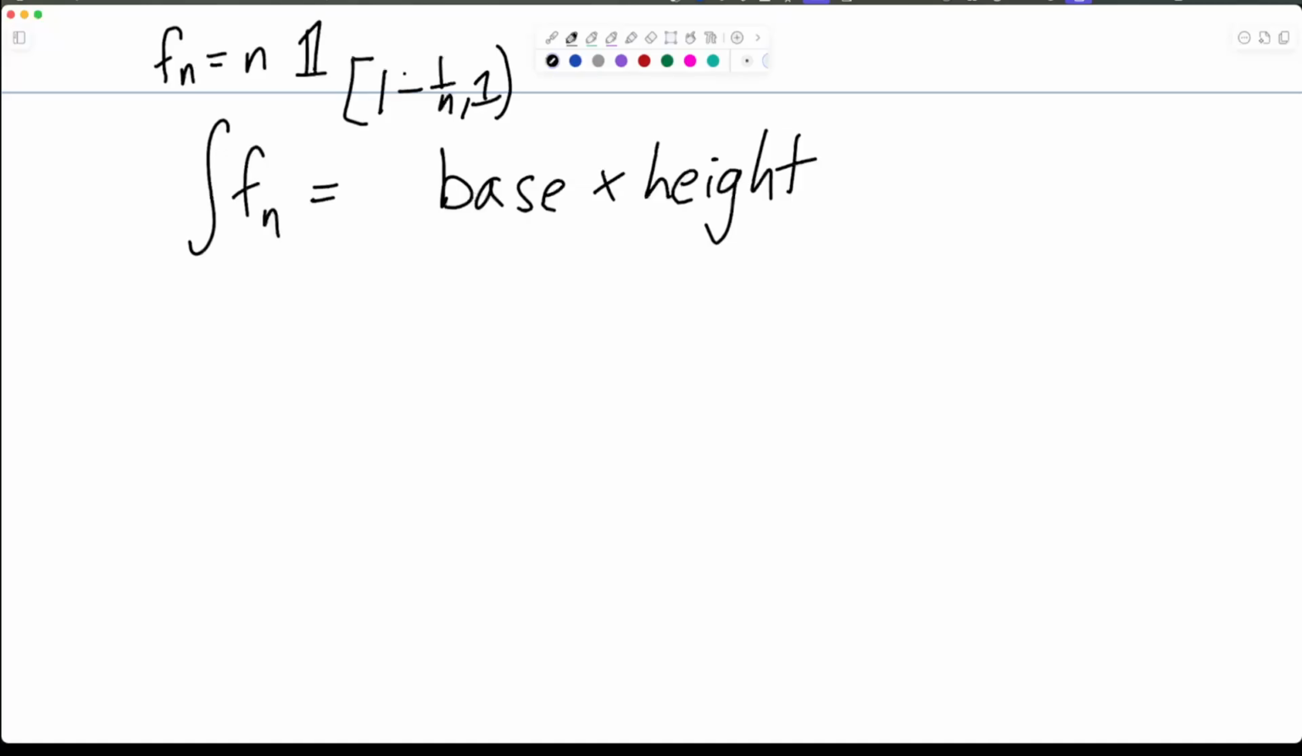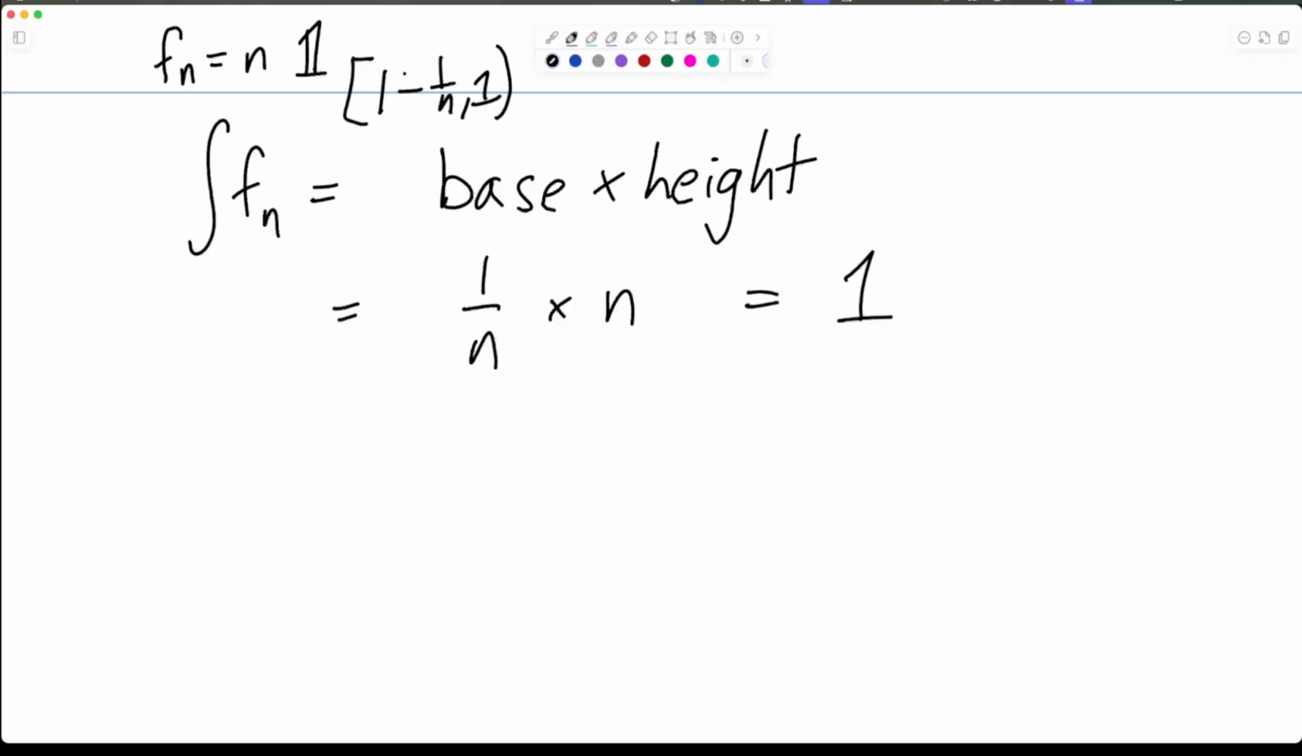Yeah. The base is 1 over n. And what did you say the height was? N. Base times height. So the base was 1 over n, right? It's shrinking down to 0. That was the box shrinking. But the height was n. 1 over n times n. Very nice calculation. You should get 1.